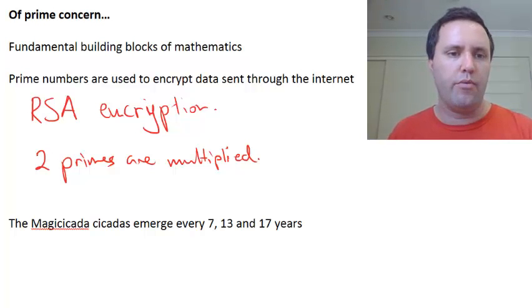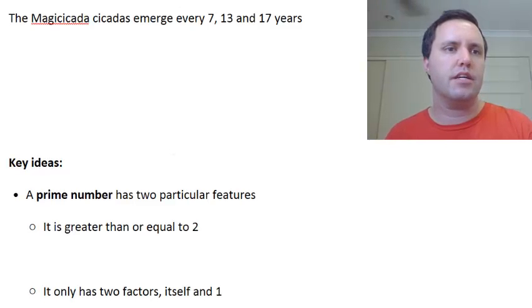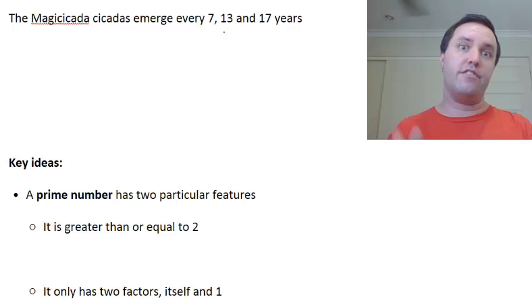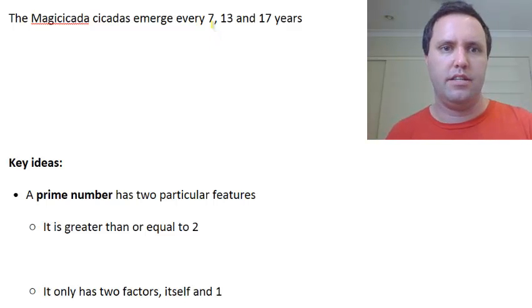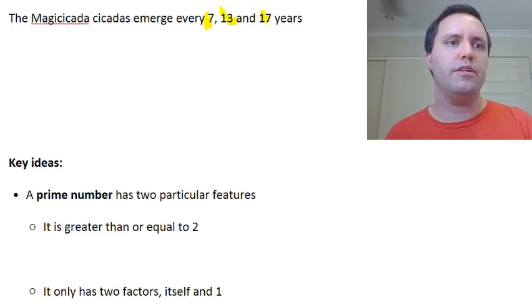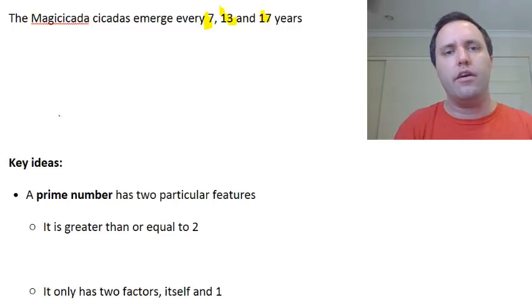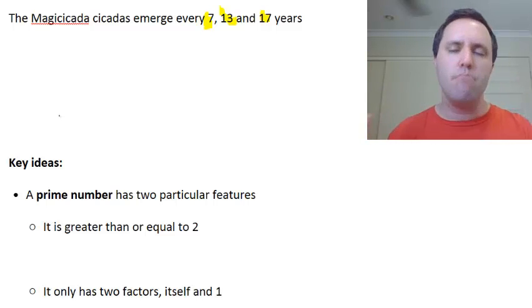Now, another way that we see prime numbers crop up, you may not have been aware, is in these cicada types called magic cicadas, or magicicada. Cicadas emerge every 7, 13 and 17 years. You might recognize that 7, 13 and 17 are all prime numbers, and this is important because they emerge in humongous numbers, millions and millions of these cicadas.